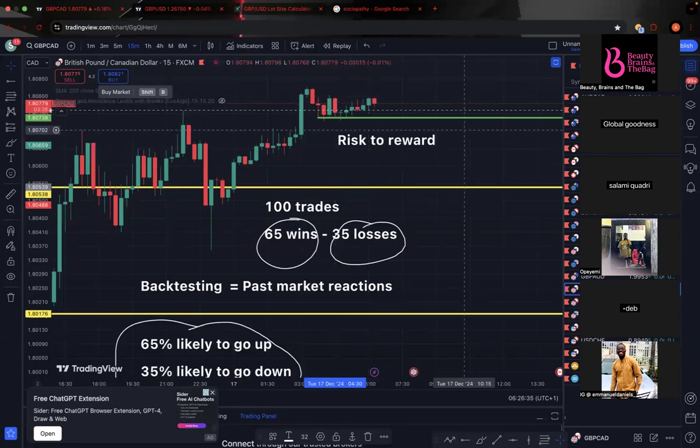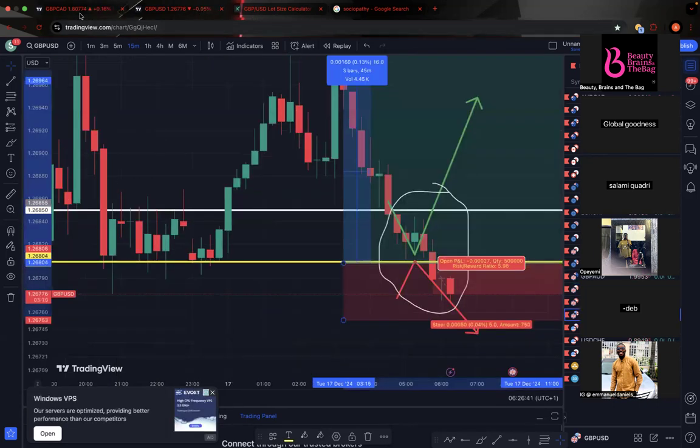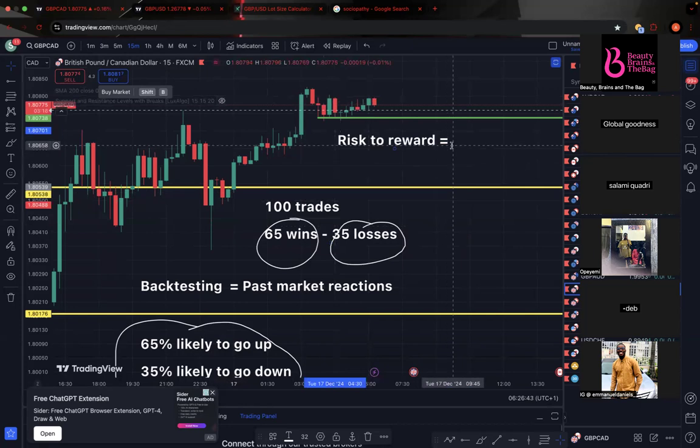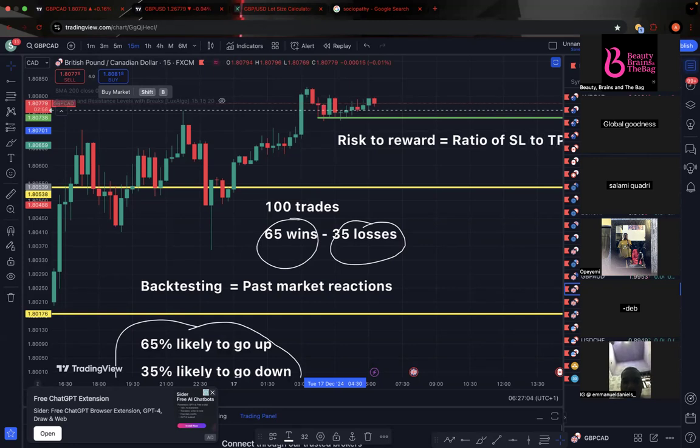The risk to reward ratio is one thing you use to your advantage. Risk to reward ratio basically means the ratio of your stop loss to your take profit. Ratio of your stop loss to take profit. You know what this means?